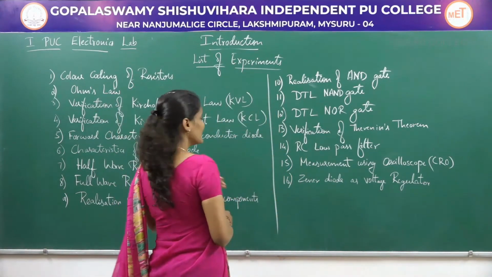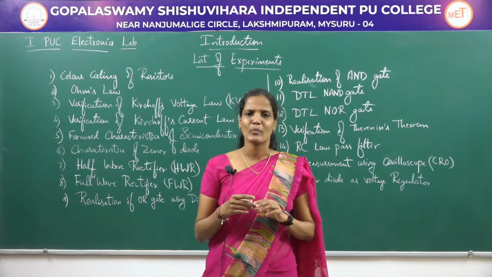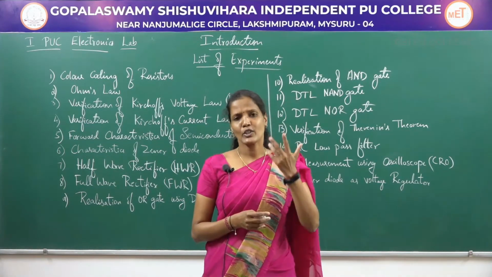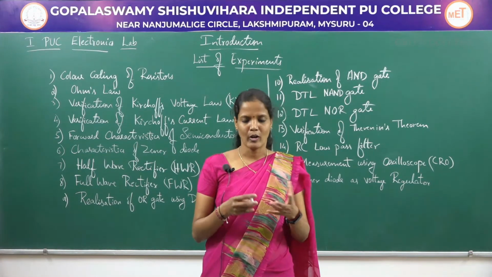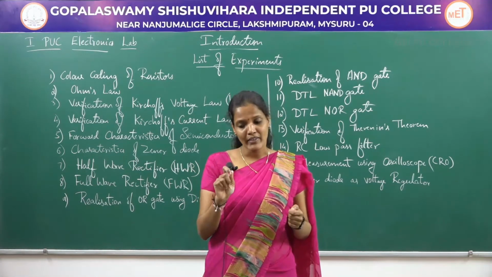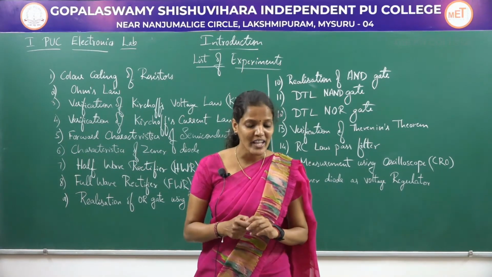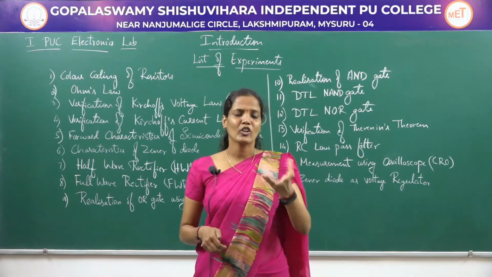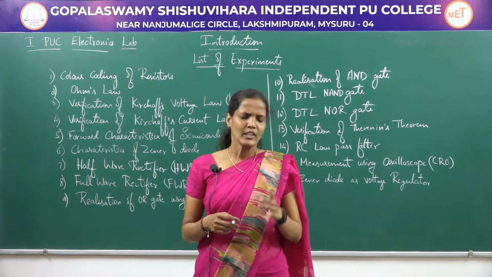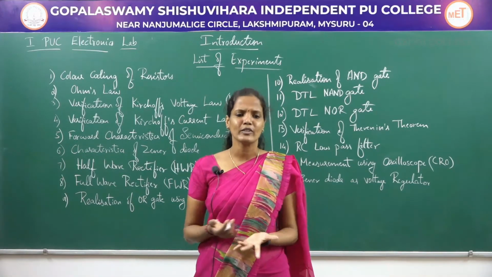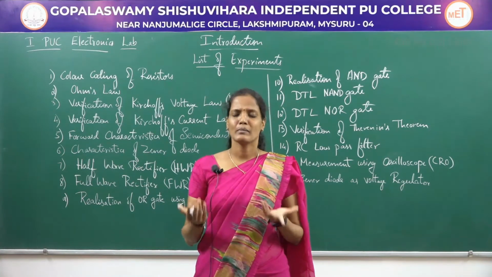Coming to the second experiment, that is Ohm's law. We have already studied some of these topics in our theory classes. So how the voltage and current will behave, or how the current will vary when we are varying the voltage. In this experiment, we are going to vary voltage in small steps and note down its corresponding current value for the given resistor. One resistor will be given of some value, that can either be 1 kilo ohm or 2 kilo ohm or 1.5 kilo ohm or some other value.